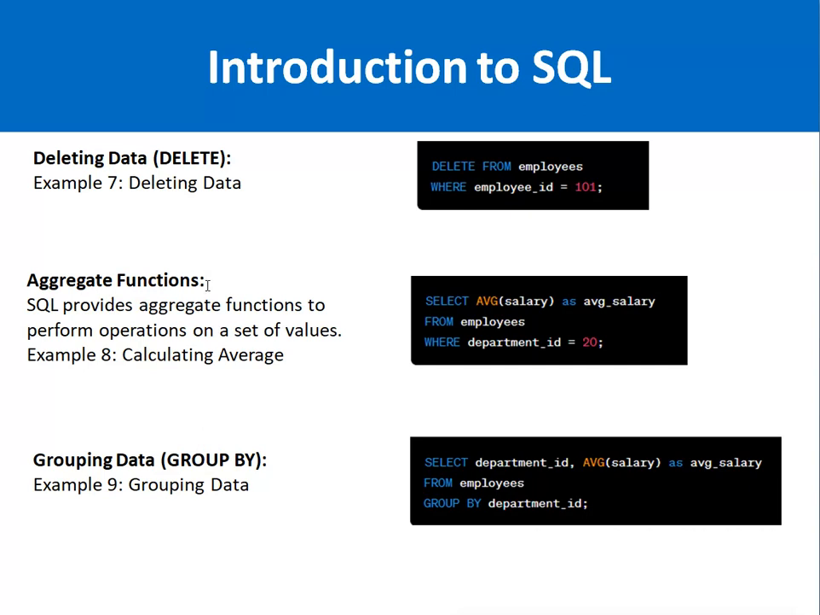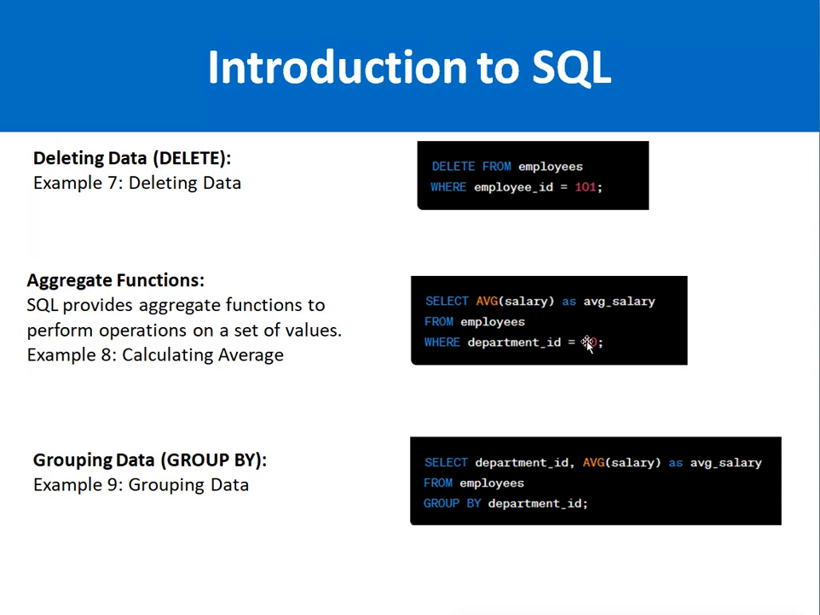Then aggregate functions are also there. Aggregate means that SQL provides aggregate functions to perform operations on a set of values, for example average. So SELECT AVG(salary) AS average_salary. This is the short name you can provide. FROM employees WHERE department_id = 20.